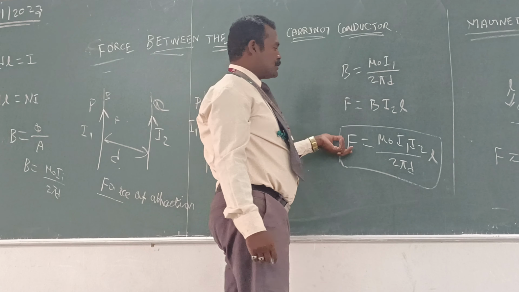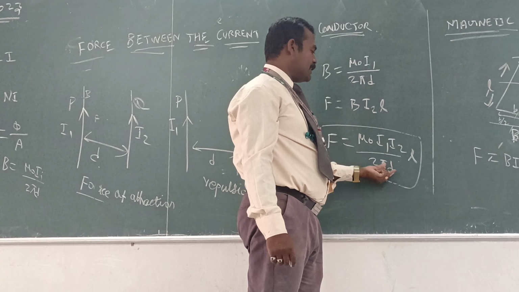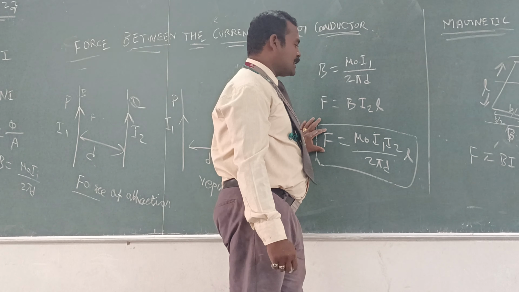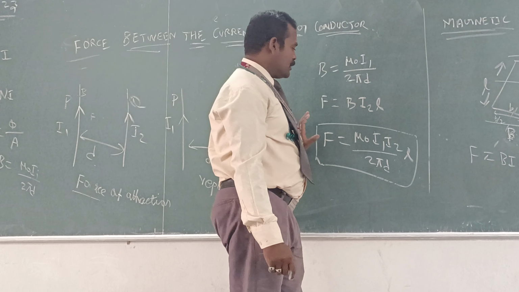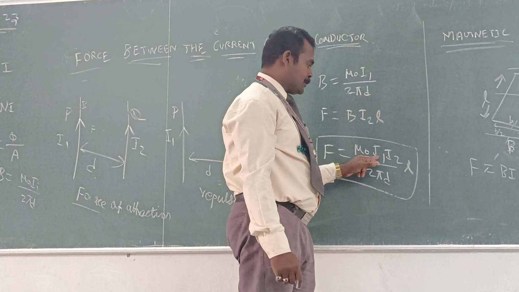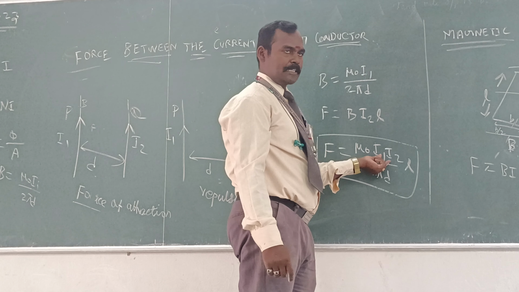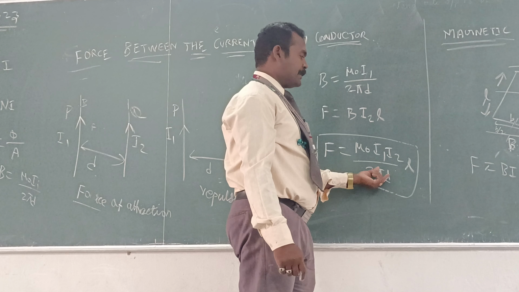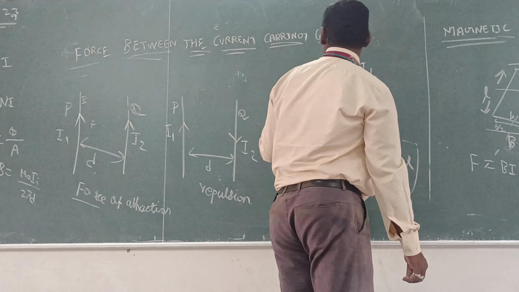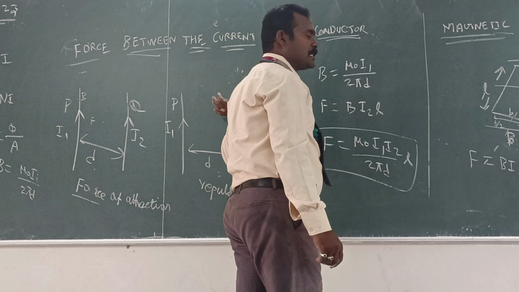So the resultant force equals mu naught into I1 and I2 L divided by 2 pi D, whether the force is attracting or repelling. The resultant force equation is like that. If the current is in the opposite direction, the value gets subtracted. So the resultant force may vary depending on the current direction. That is the force between current carrying conductors, or two parallel conductors.